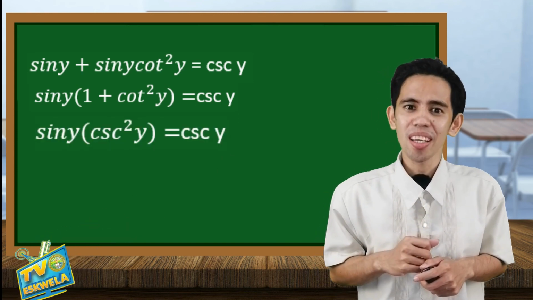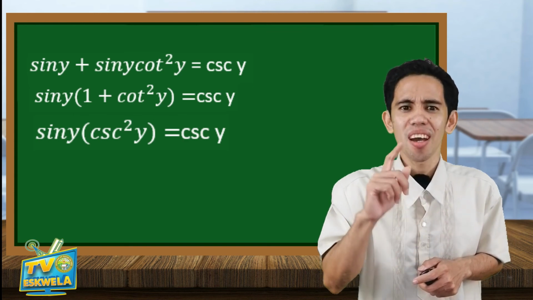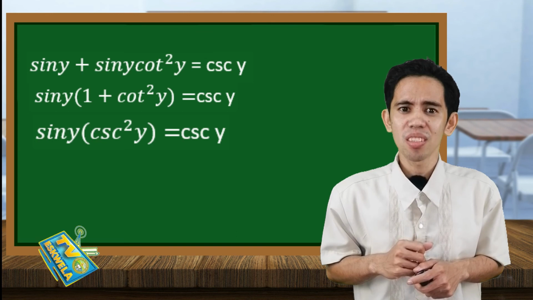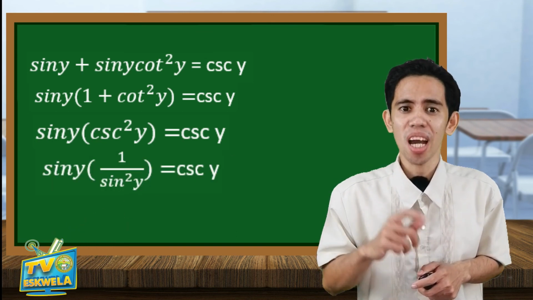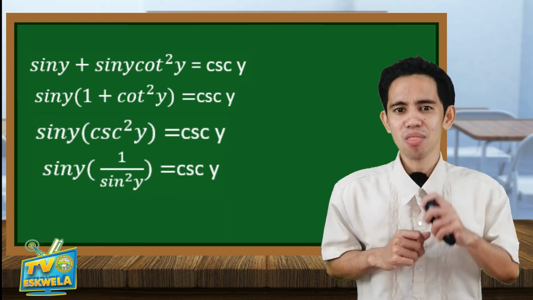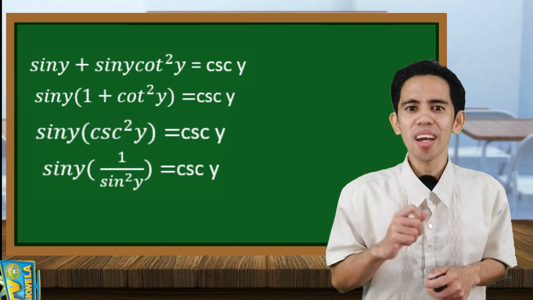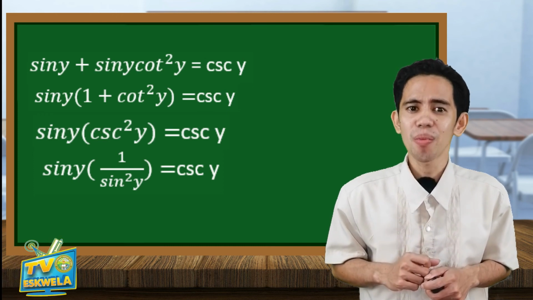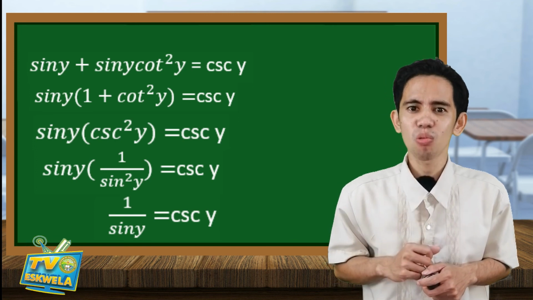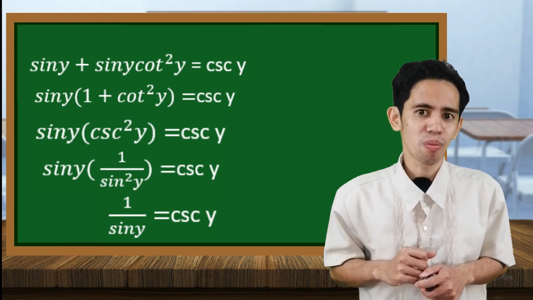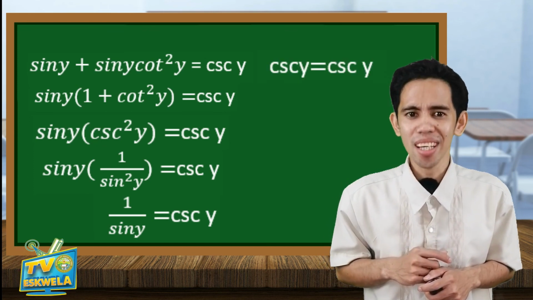So sin y times cosecant squared y. We know that the reciprocal identity of cosecant theta is 1 over sin theta. Then we have sin theta times 1 over sin squared theta. Simplify, and we come up with 1 over sin theta. Then convert this into its reciprocal term. So we have cosecant theta is equal to cosecant theta.